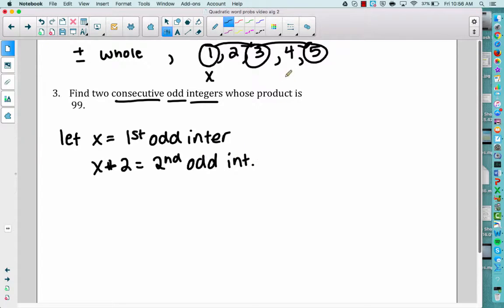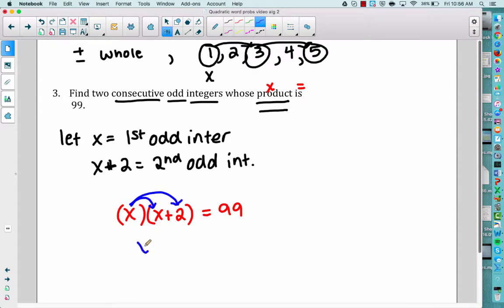Okay. Then it said find two consecutive odd integers whose product, and product means multiply, is, and is means equals, 99. All right, so we're going to take our two odd integers, x times x plus 2. We're going to set them equal to 99. Okay, and there's another one of those special cases. It's not set equal to 0, so that means I have to distribute. So I get x squared plus 2x equals 99.